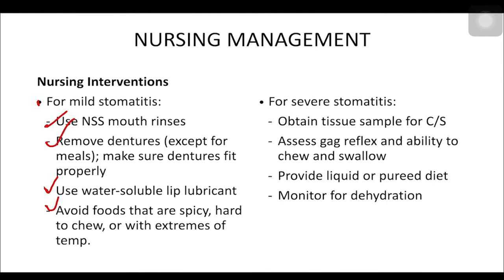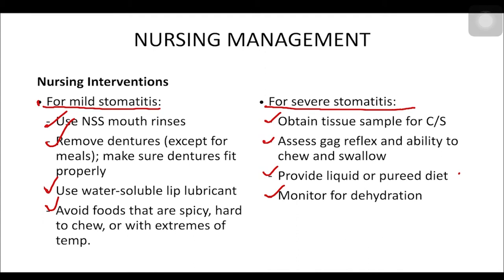And for your severe stomatitis, or those singaw that are excessive, obtain a tissue sample for culture and sensitivity, assess gag reflex, ability to chew and swallow, provide a liquid or puree diet. This one is assisting your nutritional intake, and monitor for dehydration. Because it's severe stomatitis, when drinking or eating, it is painful. That's why you have to monitor the hydration status and assist in nutrition intake for severe stomatitis.